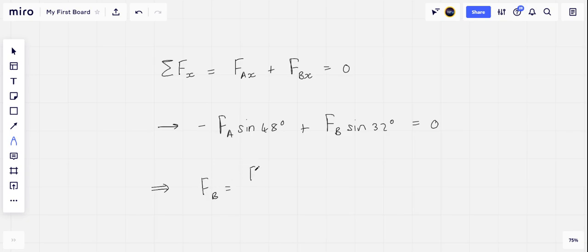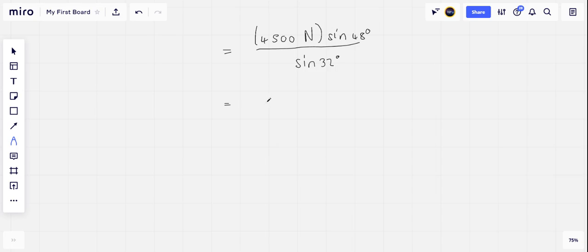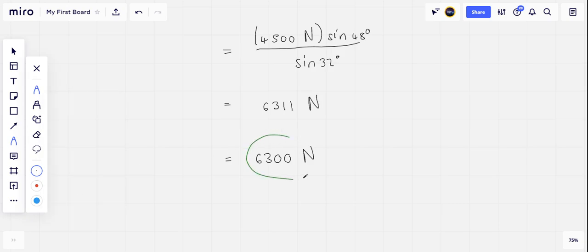So Fb, with some mathematics, is Fa times the sine of 48 degrees over the sine of 32 degrees. Substituting our values in, we get this to be 4,500 newtons times the sine of 48 degrees over the sine of 32 degrees, which gives us the magnitude of Fb to be 6,311 newtons, or to two significant figures, 6,300 newtons. And so that's the magnitude of force B.